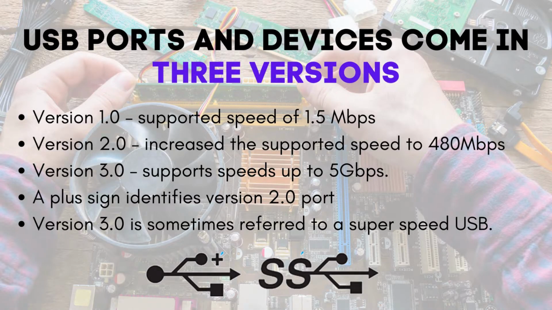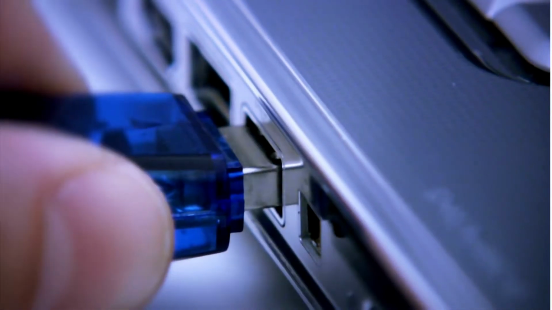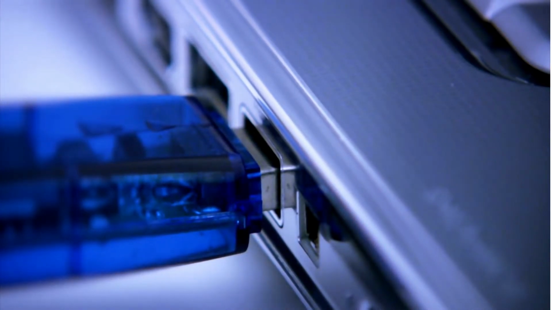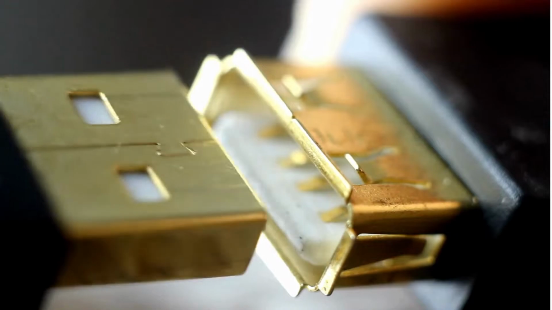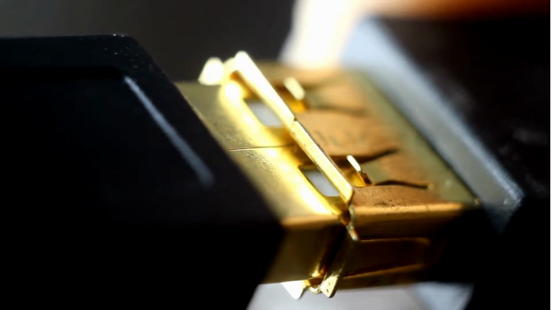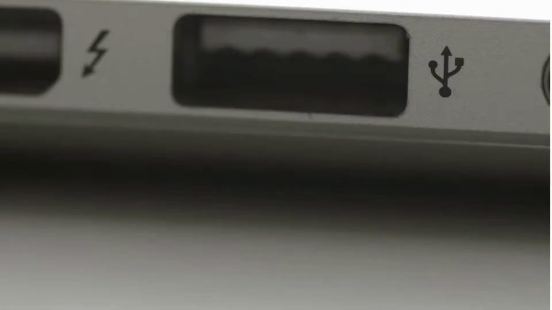USB ports and devices come in 3 versions. Version 1.0 supported a speed of 1.5 Mbps. Version 2.0 increased the supported speed to 480 Mbps. Version 3.0 supports speeds up to 5 Gbps. A plus sign identifies a version 2.0 port. Version 3.0 is sometimes referred to as super speed USB.